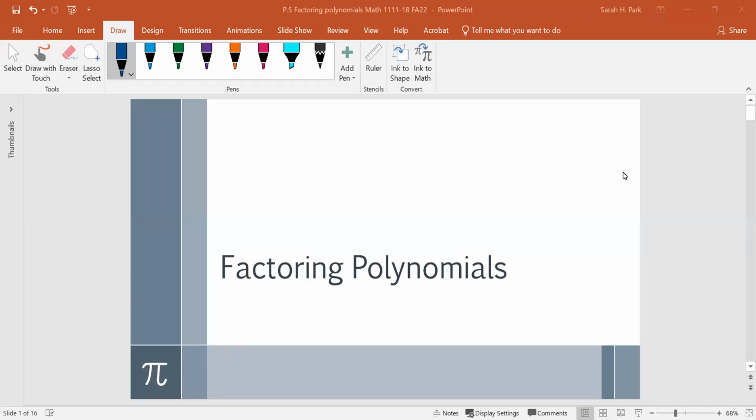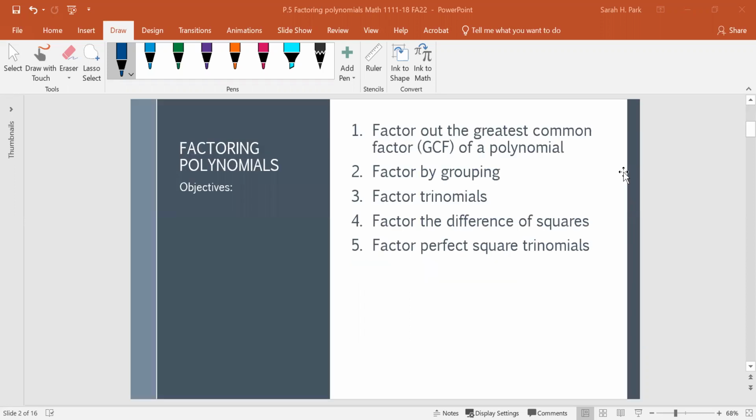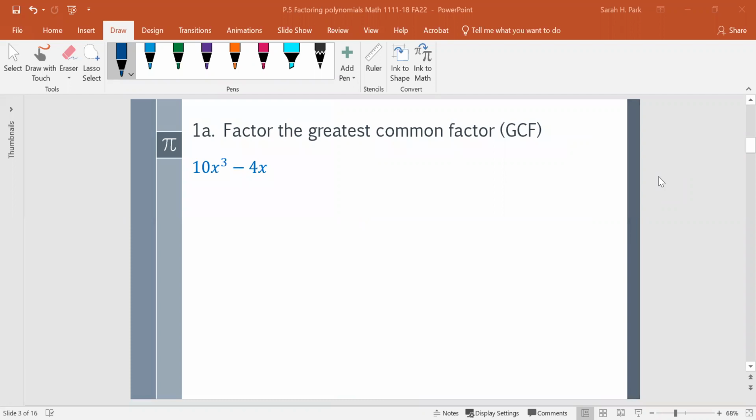Hi, in this session, we're going to take a look at factoring polynomials. The goals for this video are to take a look at how to factor out the greatest common factor of a polynomial. We call it the GCF. We're also going to factor by grouping, then factoring trinomials, three-term polynomials, factoring the difference of squares, and then factor perfect square trinomials.